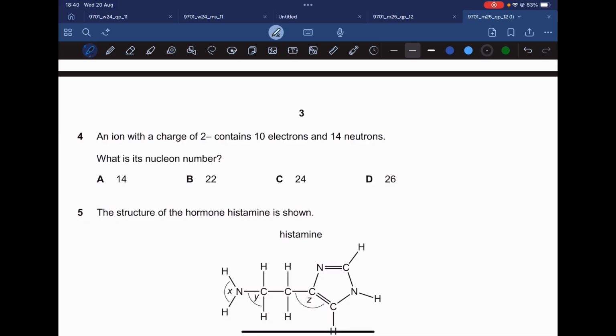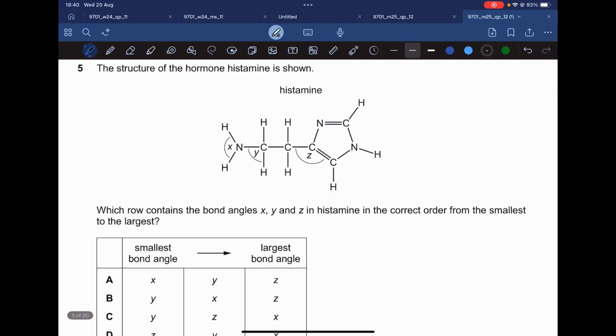Okay, an ion with 2 minus charge contains 10 electrons and 14 neutrons. What is its nucleon number? So let's say we're looking at X 2 minus. We're looking at 10 electrons, and it's 2 minus. That means we must have gained 2 electrons. So the protons are 8, and 8 plus 14 is 22, and that is B.